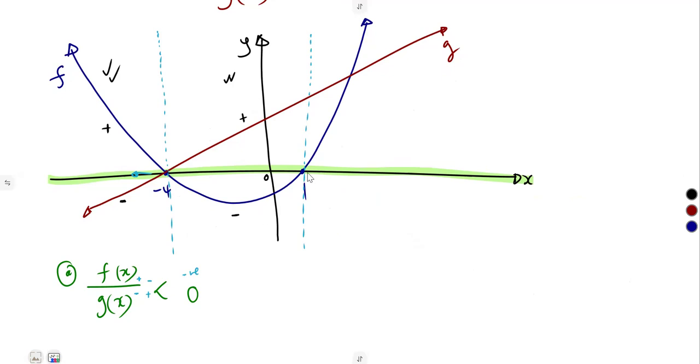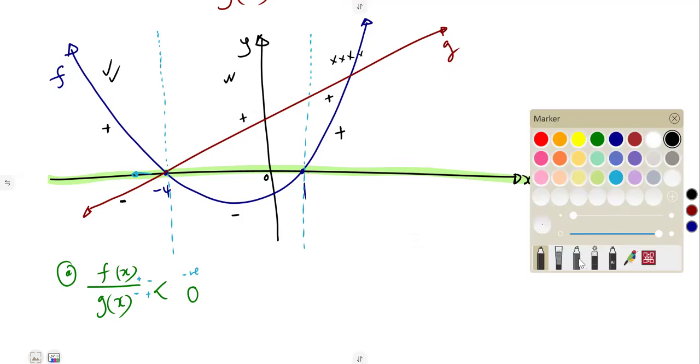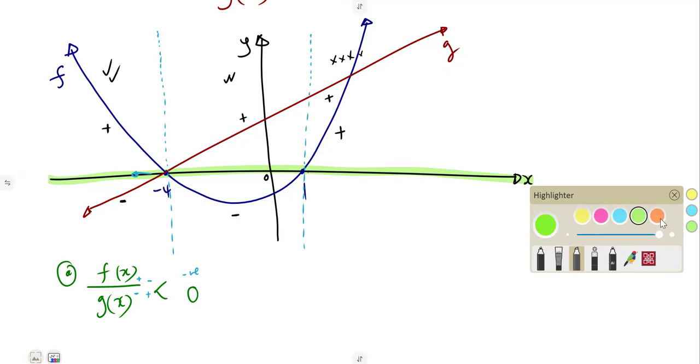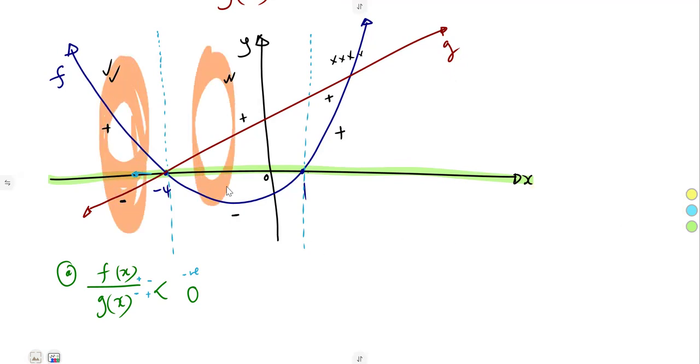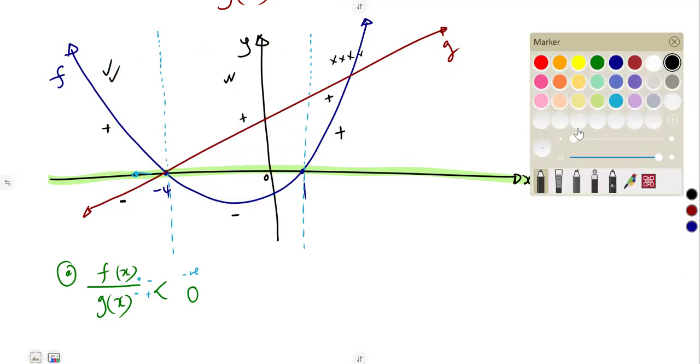From 1 going to the right, 1, 2, and so on, if we check, both functions are above the x-axis. This one is above, being positive, and our g is also above, being positive. So positive divided by positive does not give us a negative. This part does not satisfy our inequality. So the regions that satisfy our condition will be this part and also this region. Those are the two, from the x-intercepts.